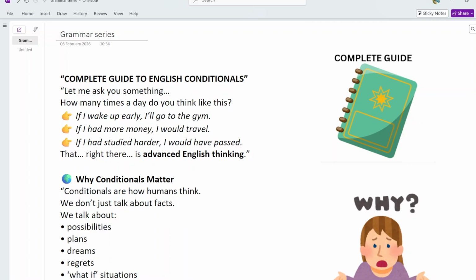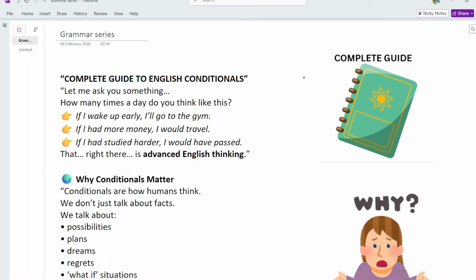So, welcome everyone. Today, we are starting one of the most powerful topics in English grammar, known as conditionals. This is the grammar we use when we talk about possibilities, plans, dreams, regrets, and what if situations. In real life, our brain is always thinking in an if situation. Then the patterns come in, and English has special structures to express those thoughts clearly.